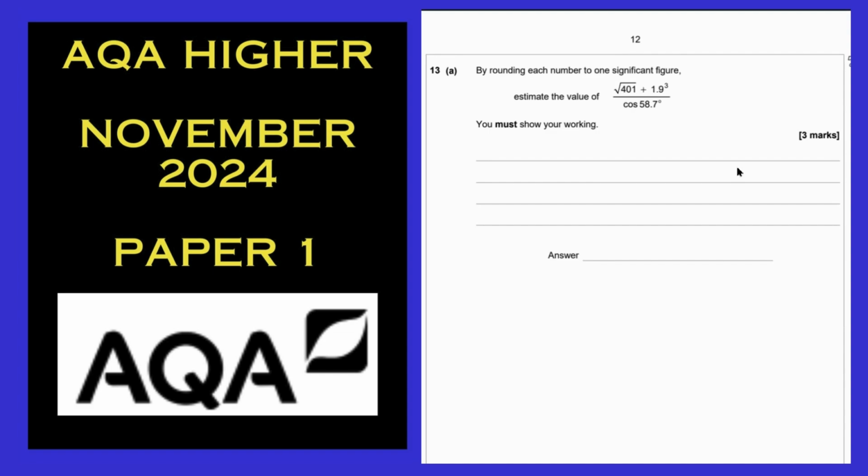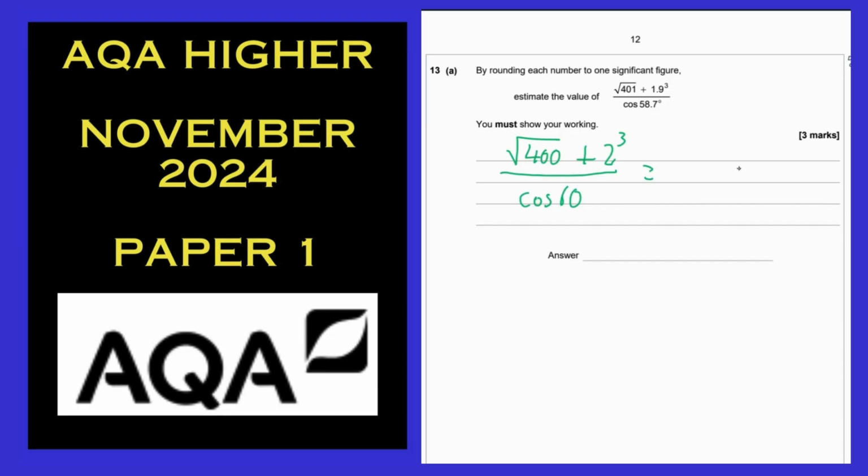13a, we've got a good old estimating question, but we're asked to use each one to one significant figure. So before you do any estimating, do the one significant figure part, because you're bound to be picking up marks for that. 401, show the examiner one significant figure is 400. Show the examiner that 1.9 is 2. Don't jump straight to 8. Show the examiner that 58.7 is 60.